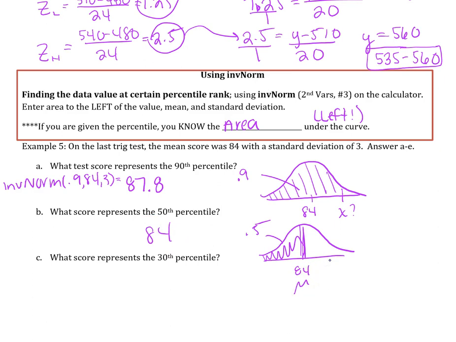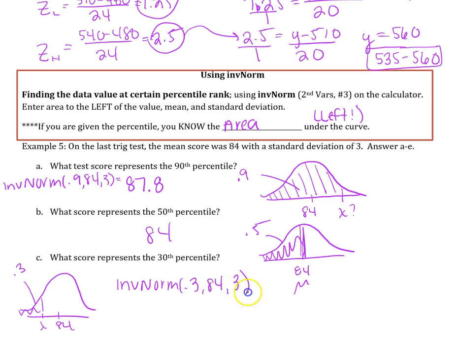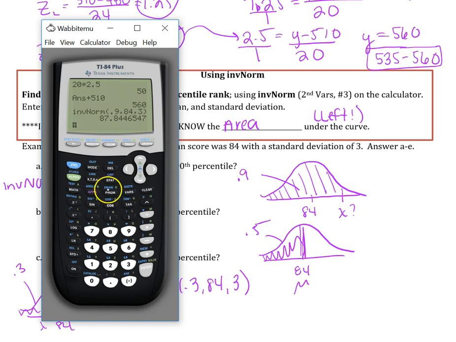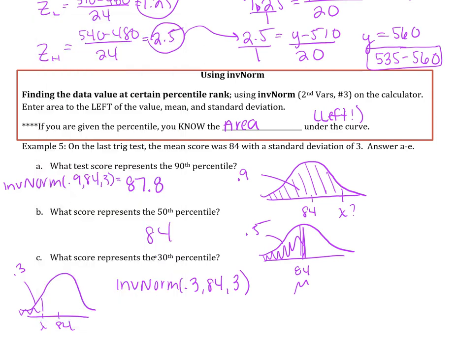Okay? What about 30th? So now, that's a horrible curve. So now, we're like way over here. The area to the left of that value is 0.3 because we're scoring at the 30th percentile. So I'm going to do inverse norm. The area is 0.3. Mean and standard deviation are the same, and I just go ahead and plug it in. Okay, so like 82.4.